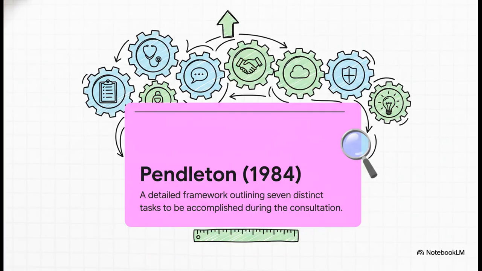All right, moving on to our next tool, you'll see how this builds on the last one. So in 1984, Pendleton comes along and expands on these ideas, creating a much more detailed framework with 7 distinct tasks. It's a bit of a step up in complexity, but it adds a lot of helpful structure.